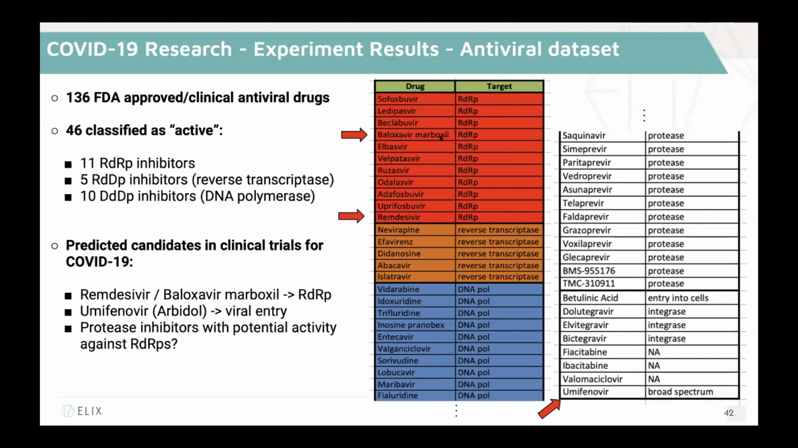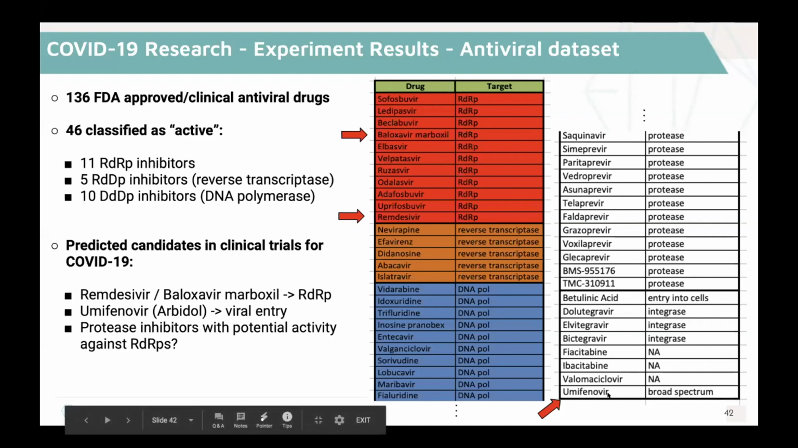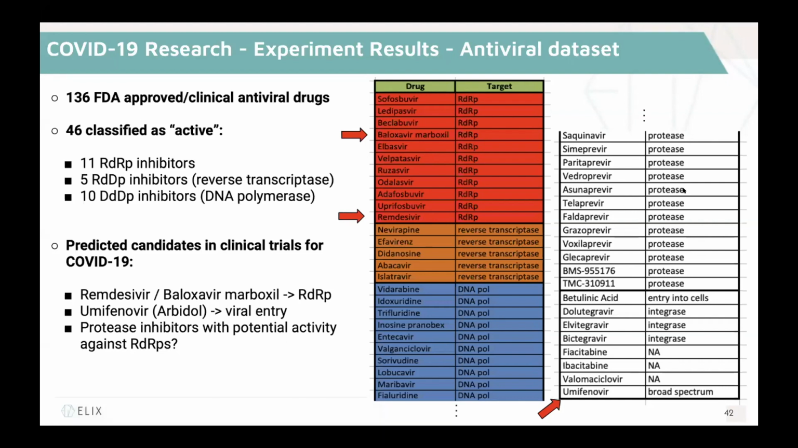Baloxavir marboxil is also an RDRP inhibitor, which is in clinical trials against COVID-19 now. So those two are directly acting on RDRP of COVID-19. And here we have another drug which is known more to block viral entry, but still our model spotted that maybe it has that similar signature, and it's also in clinical trials against COVID-19. And we have a cluster of protease inhibitors, and maybe they also might have a shared function with that. So this is the result of our study so far. We are still working, trying on different sets as well.